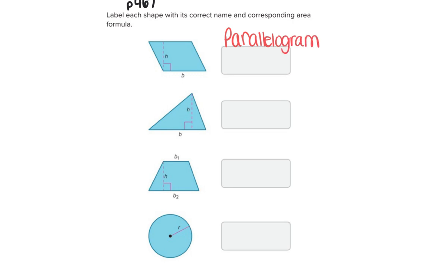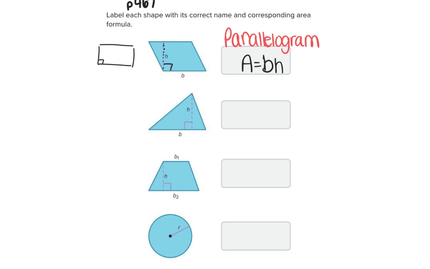To find the area of a parallelogram, we say area equals base times the height. And the height always has to meet the base at a 90-degree angle. So this also works for rectangles, which you could sketch in on the side as well.